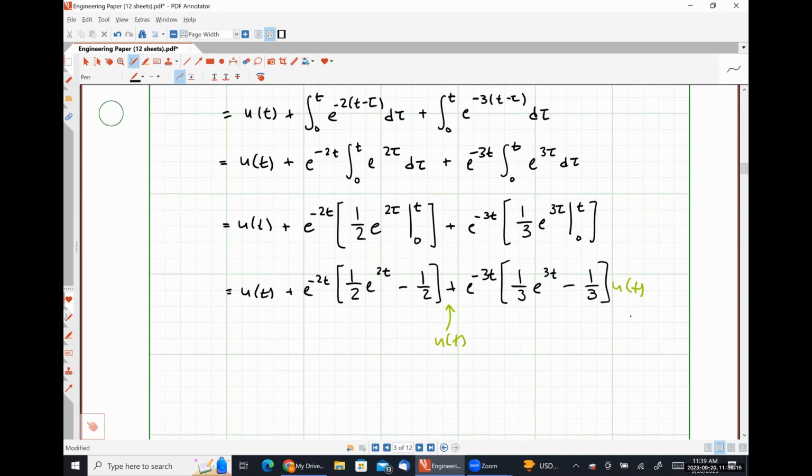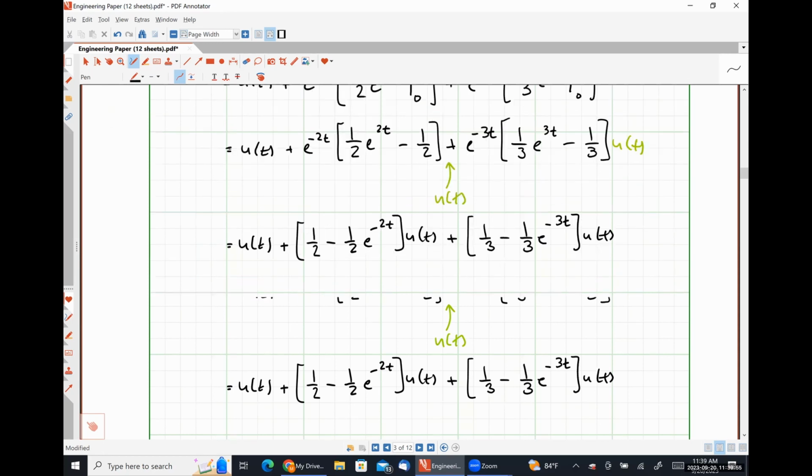we can multiply through our things here. So what I mean by that is we'll have u of t. So what happens when I multiply this e to the negative 2t by this term right here? I just get a 1/2, right? Minus 1/2 e to the minus 2t, u of t. Similar thing going on over here. So I'm going to have 1/3 minus 1/3 e to the minus 3t, u of t.